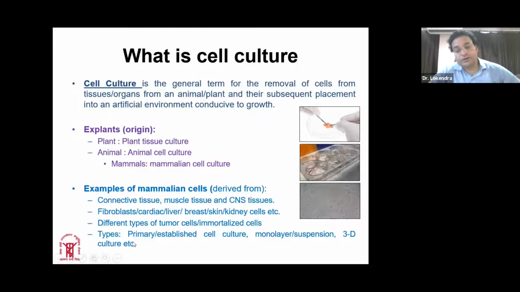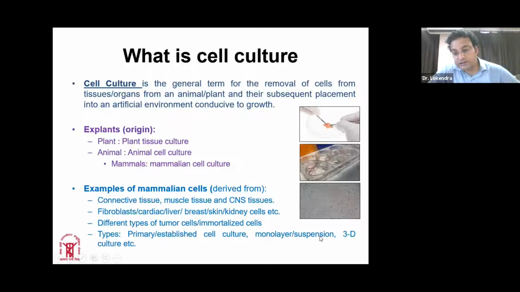And different types of cell cultures, you can classify them as primary. Primary are known as when you directly isolate cells from a tissue, and once you grow them for a longer period of time, it can be an isolate of specific type of cells or strain that we can call an established cell culture. These cells can be grown as a monolayer, or it can be grown as a suspension.